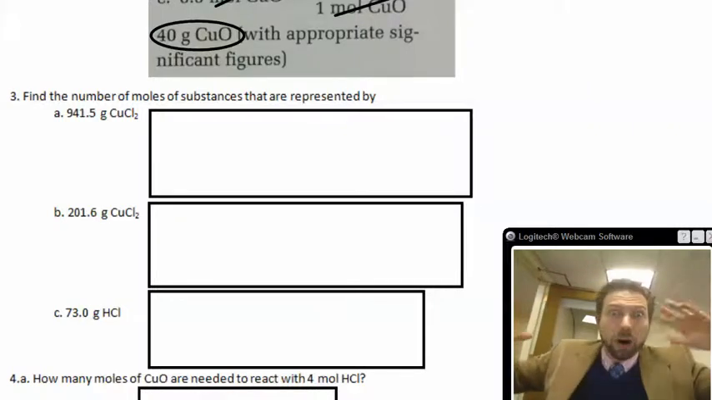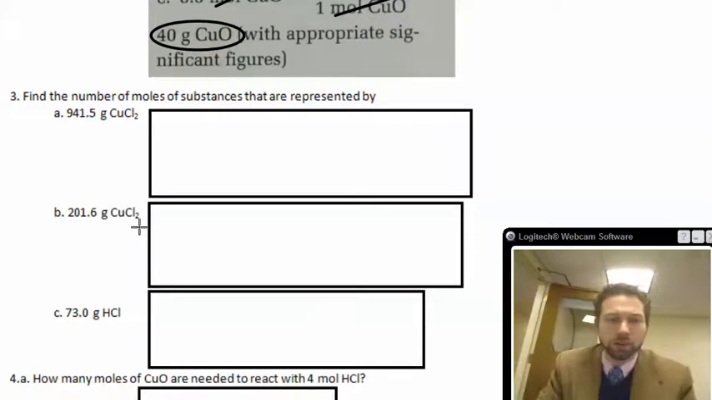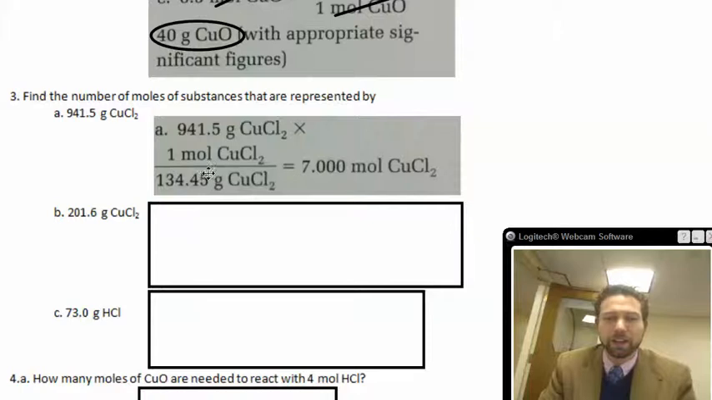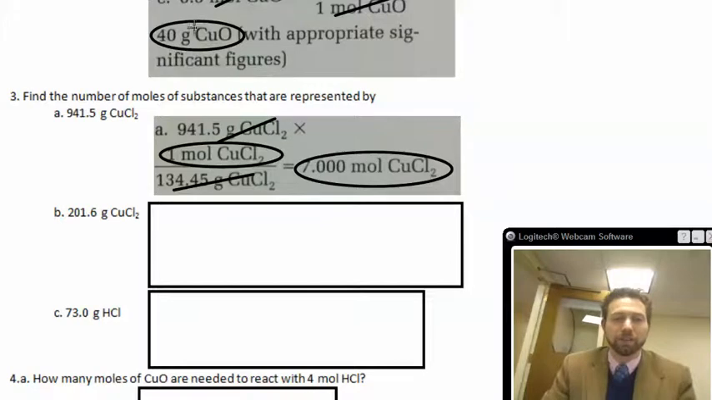We have 941.5 grams. Whoa, it's a lot. So it's definitely going to be more than 1 mole. Let's see. If we take this number and we divide by 134.45 grams, what we're doing is getting rid of grams, and we're left with moles, which is exactly what we want. And we have 7 moles of copper chloride, and that's the answer, 7 moles.